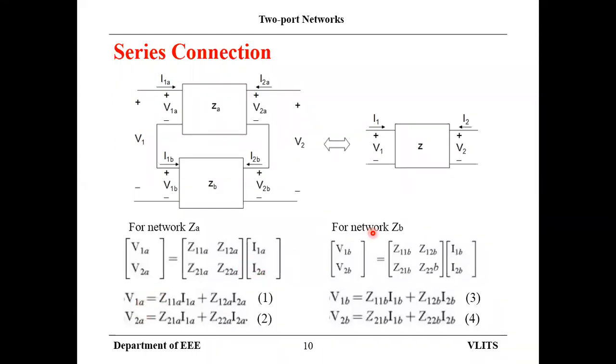Similarly, for the network ZB, we are also going to write the voltage equations in terms of the currents. The voltages of network ZB are V1B and V2B, and the currents are I1B and I2B, and these are the network parameters for network ZB. Let me consider these as equations 1 and 2 for network ZA, and equations 3 and 4 for network ZB.